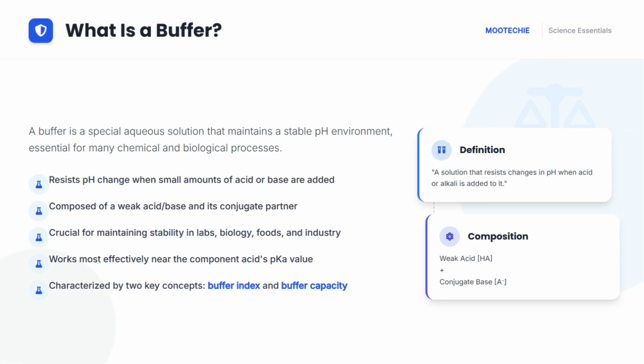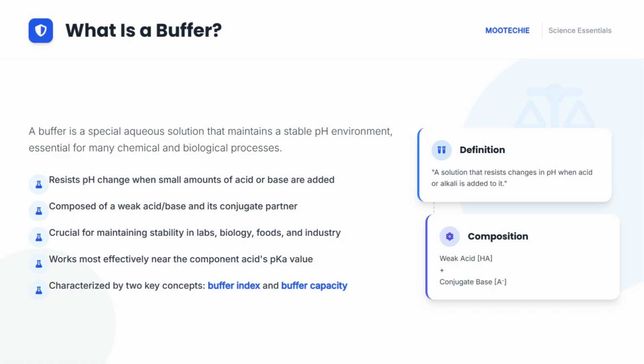A buffer is a special aqueous solution that maintains a stable pH environment, essential for many chemical and biological processes. It resists pH change when small amounts of acid or base are added. It's composed of a weak acid or base and its conjugate partner. Buffers are crucial for maintaining stability in labs, biology, foods, and industry. They work most effectively near the component acid's pKa value, and they're characterized by two key concepts: buffer index and buffer capacity. Now let's look at the formal definition.